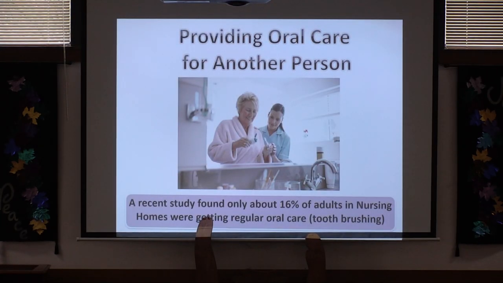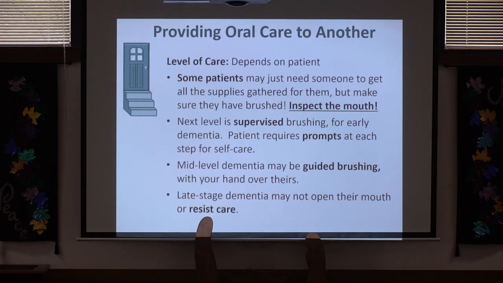Providing oral care for another person. A recent study found only about 16% of adults in nursing homes are getting regular oral care toothbrushing. Providing oral care to another: the level of care depends on the patient.